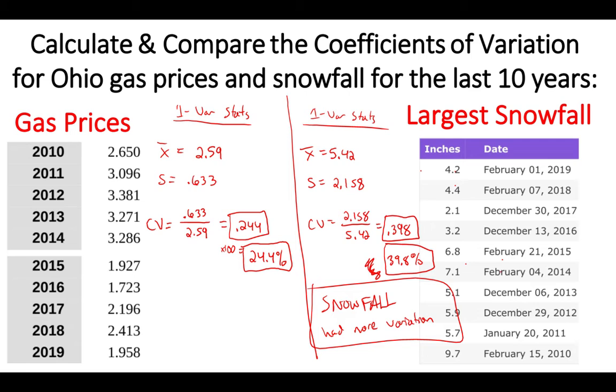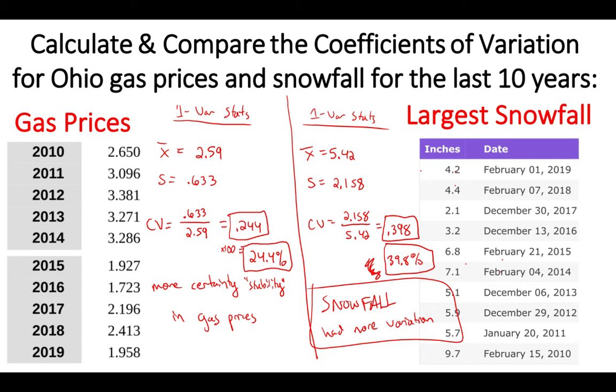So there's more variance, you could say. Another way you could phrase this is there is less certainty in the amount of snowfall over the last 10 years than there would be in gas prices. Gas prices don't tend to fluctuate as much as snowfall does. So you could also say that there's more certainty, or more stability, in gas prices because it has a lower coefficient of variation. So a lot of different ways you could phrase this.